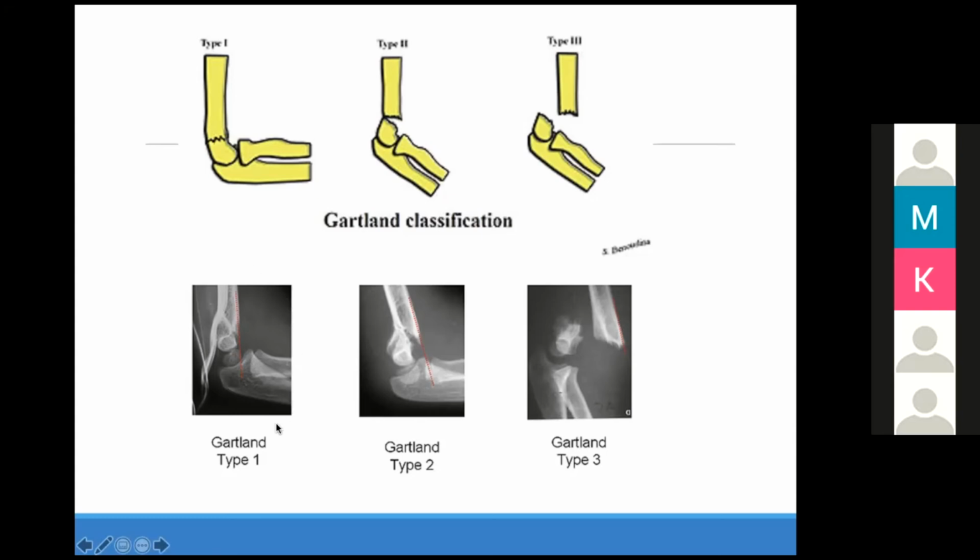So if you see an x-ray like this, and you're not sure, just draw an anterior humeral line and see whether it bisects the capitellum. If it doesn't, it's most likely a supracondylar fracture. And then you can determine if it's a type 1, 2, or 3.